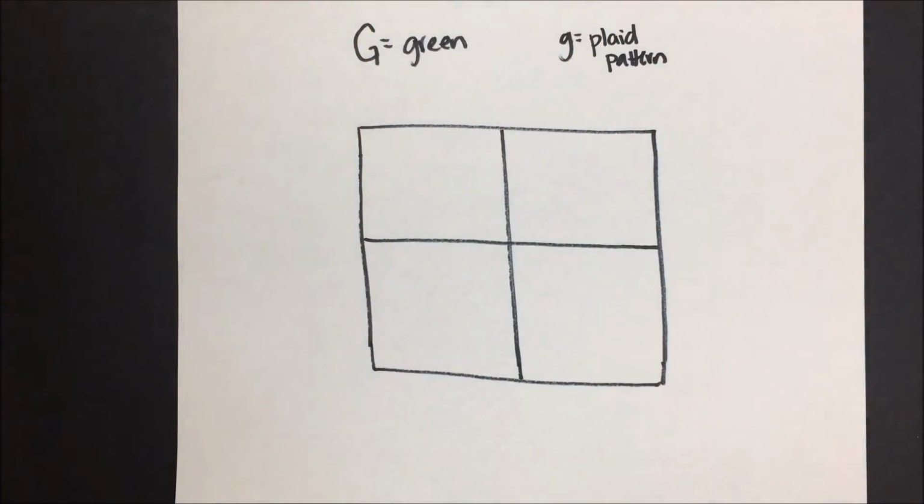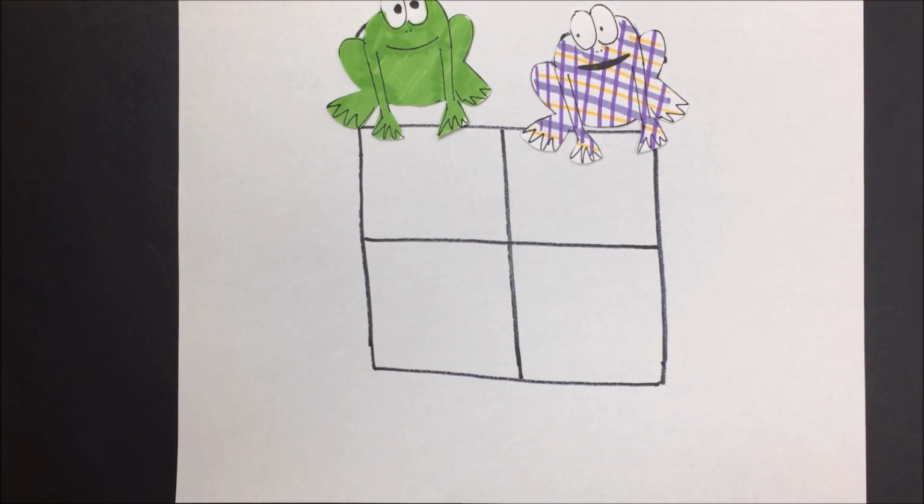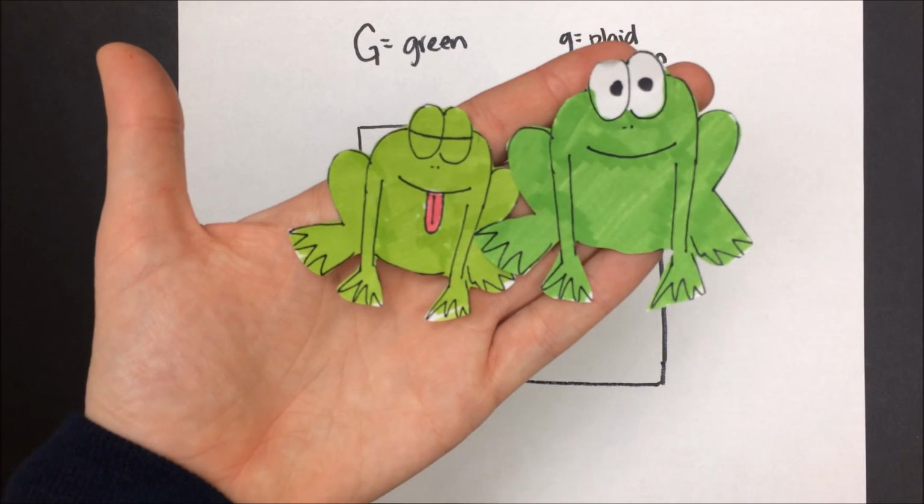And just for fun, let's do a really sped up Punnett square practice problem. Let's imagine that in a certain species of frogs, the allele for green skin is dominant to the allele for a plaid pattern skin. Remember, this is just pretend. Imagine 2 green hybrid frogs had babies.